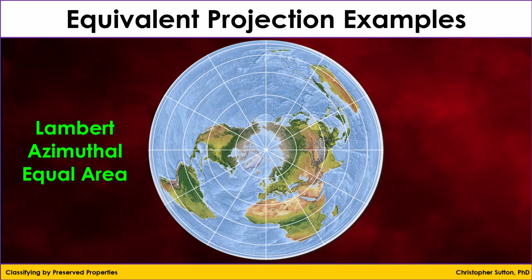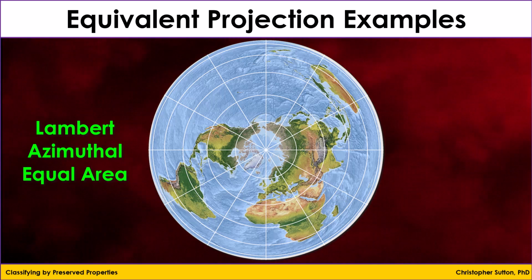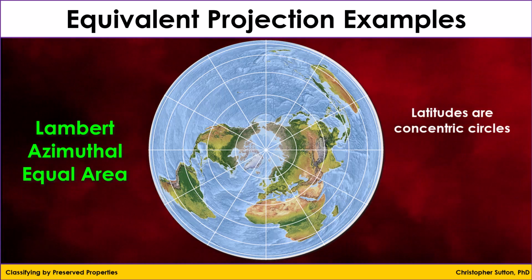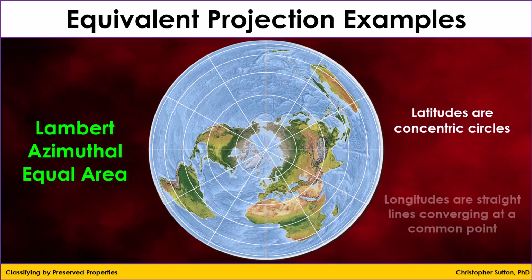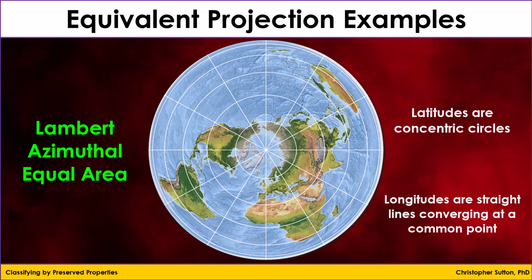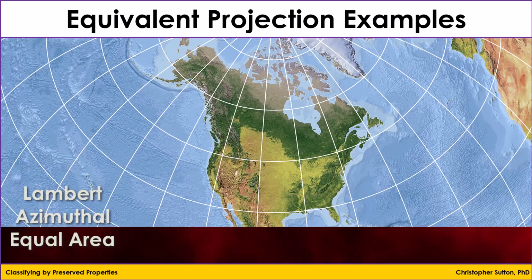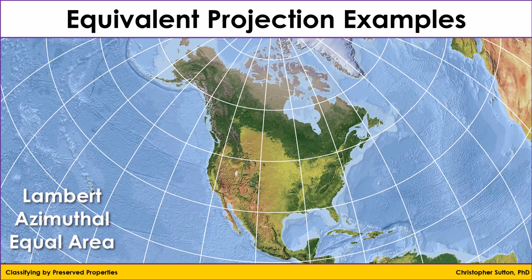For polar regions, we have the Lambert azimuthal equal area projection, where latitude lines are concentric circles, not parallel straight lines, and meridians are straight lines converging at a common point. In this example, the North Pole. Here is an example of the Lambert azimuthal equal area projection being used to map North America.